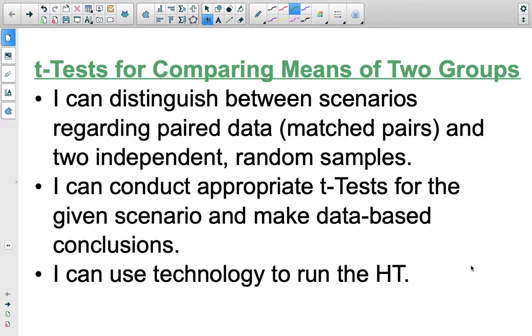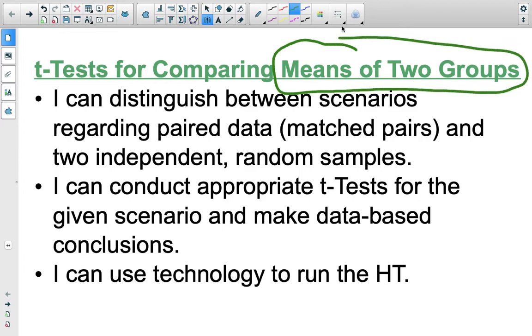So today we have a video about t-tests for comparing the means of two groups. That's going to be very important. We're going to be looking at two groups, a comparison of their averages in some way. There's two scenarios, one goal to distinguish between paired data, so matched pairs, and then two independent random samples.